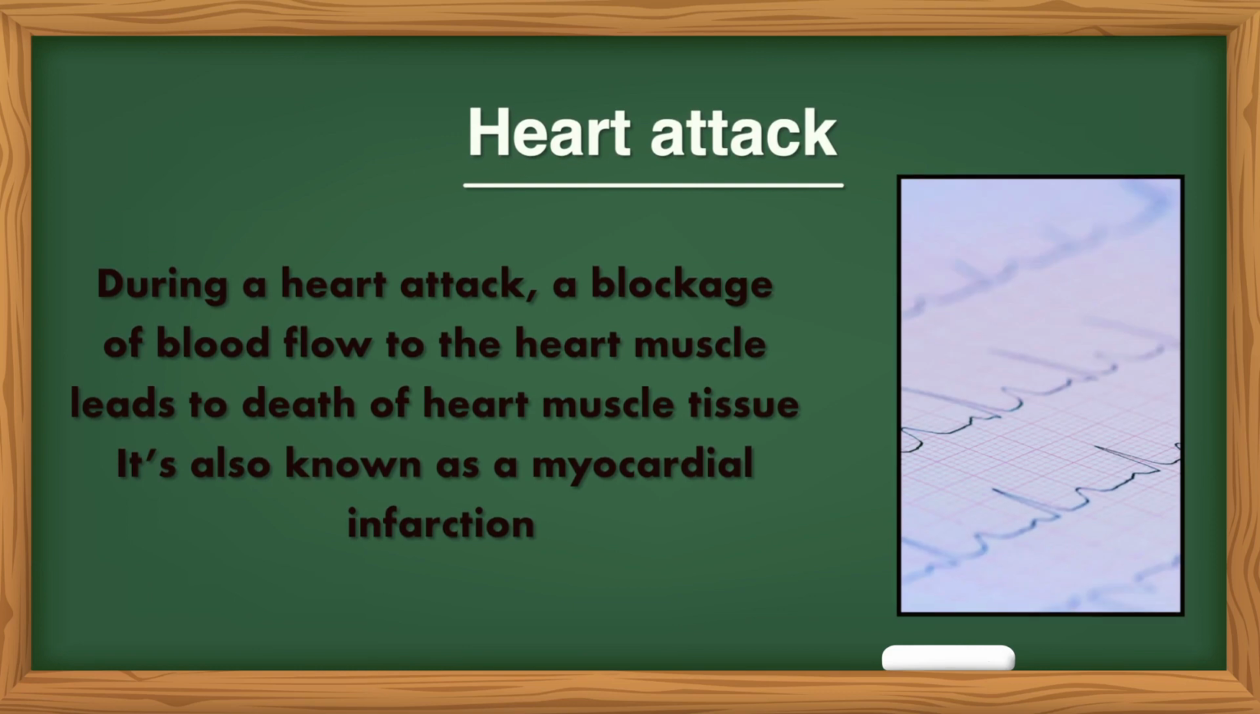The next disorder associated with the circulatory system is peripheral arterial disease. In peripheral arterial disease, the blood flow in the arteries of the leg is restricted. This is usually due to a buildup of plaque in the arteries. Next is heart attack. During a heart attack, a blockage of blood flow to the heart muscle leads to death of heart muscle tissue. It is also known as myocardial infarction.